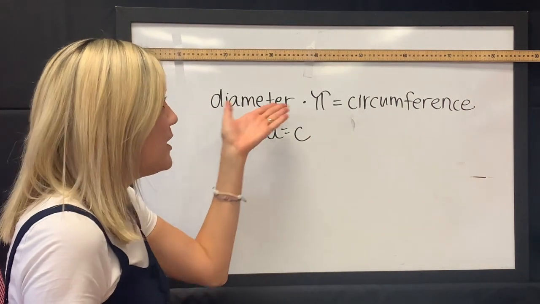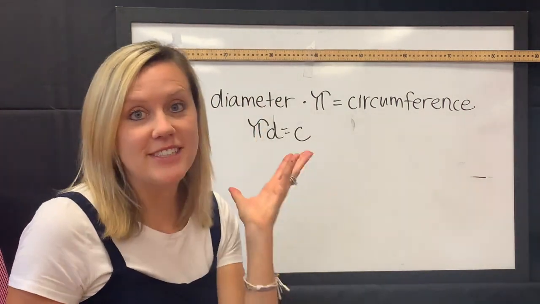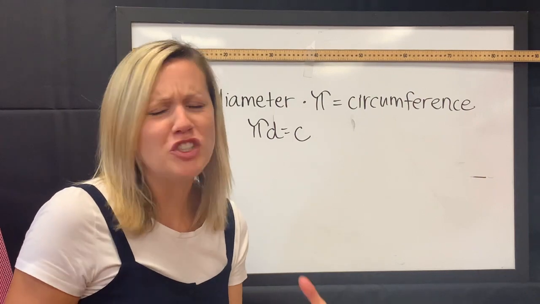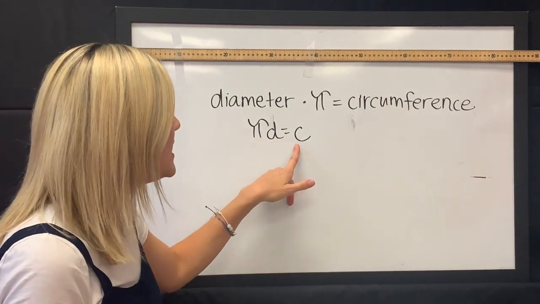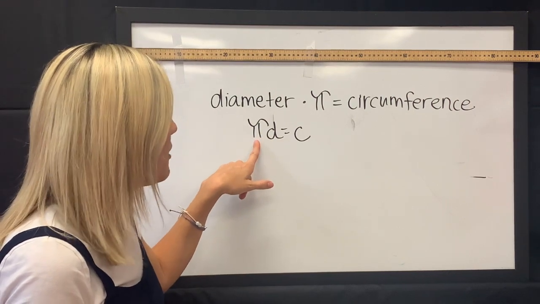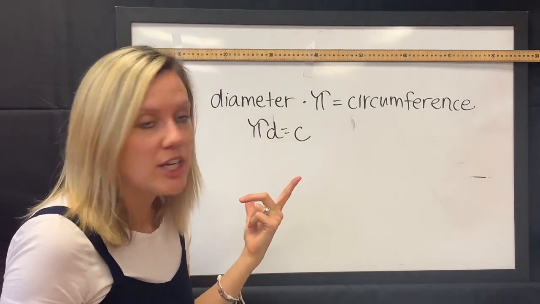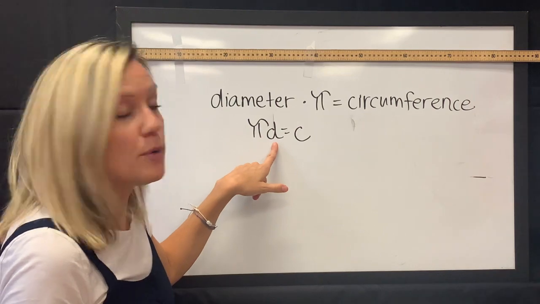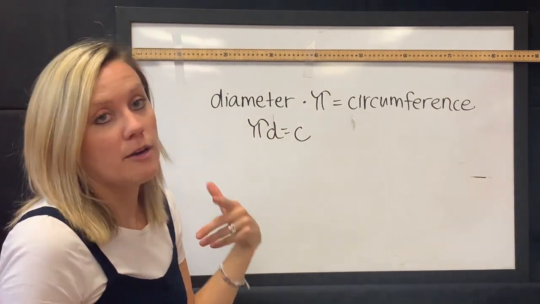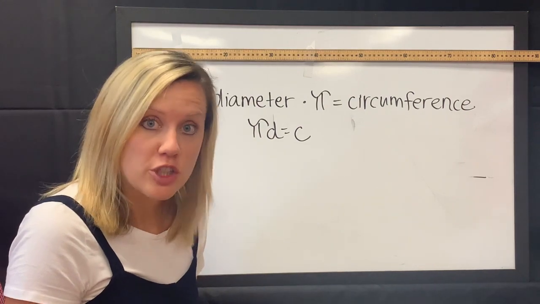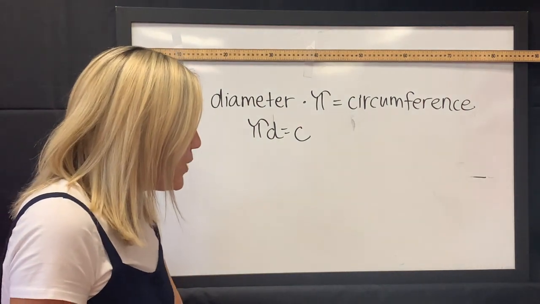We have diameter times pi gives us the circumference, and just a shorter way to write that is pi d equals c. They usually always write the number out in front, and pi is considered a number, and then we have our variable, which is our letter, and then equals our other variable, which is c, and that means circumference. So let's just do quick examples.